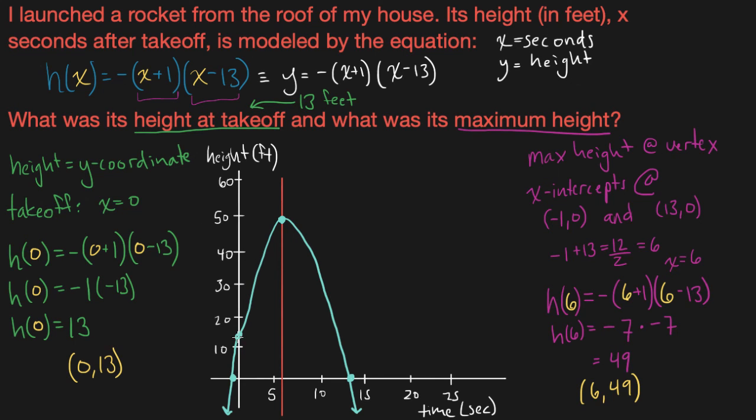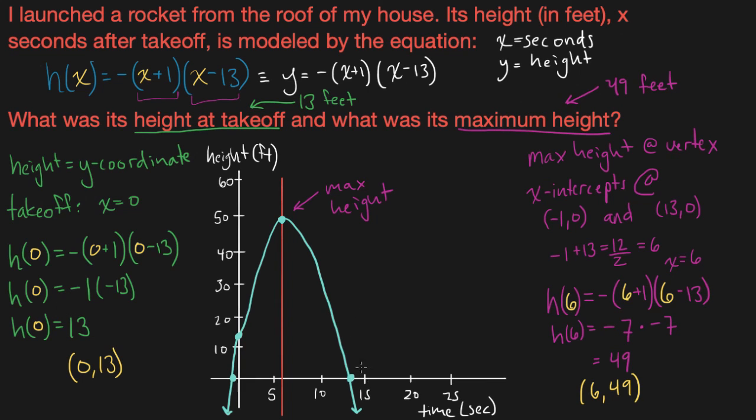And these are the important points. This was liftoff at 0 seconds and 13 feet above the ground. This is our maximum height right here. Our maximum height at our vertex. And I'll label that up here. Our maximum height was at 49 feet.